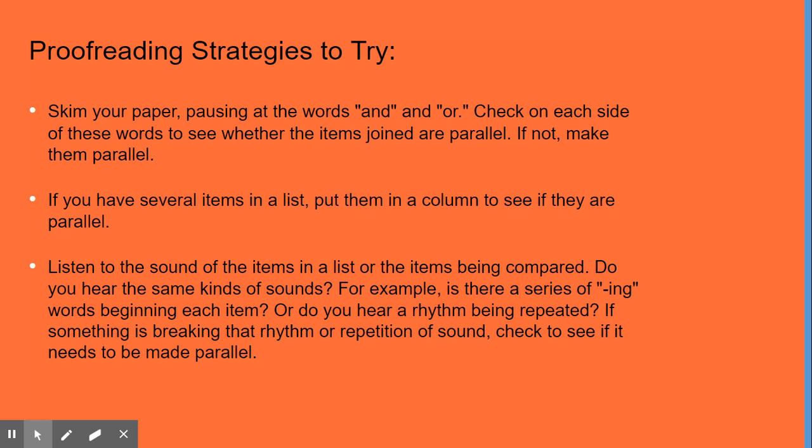But one of the biggest clues to identify elements that are not parallel is just by listening. This goes back to the idea that humans are really good about identifying patterns. So, for example, if there's a series of ing ending words, you would hear a rhythm being repeated. And if something breaks that rhythm, then you need to see if you can change the word or the phrase in order to make it parallel.